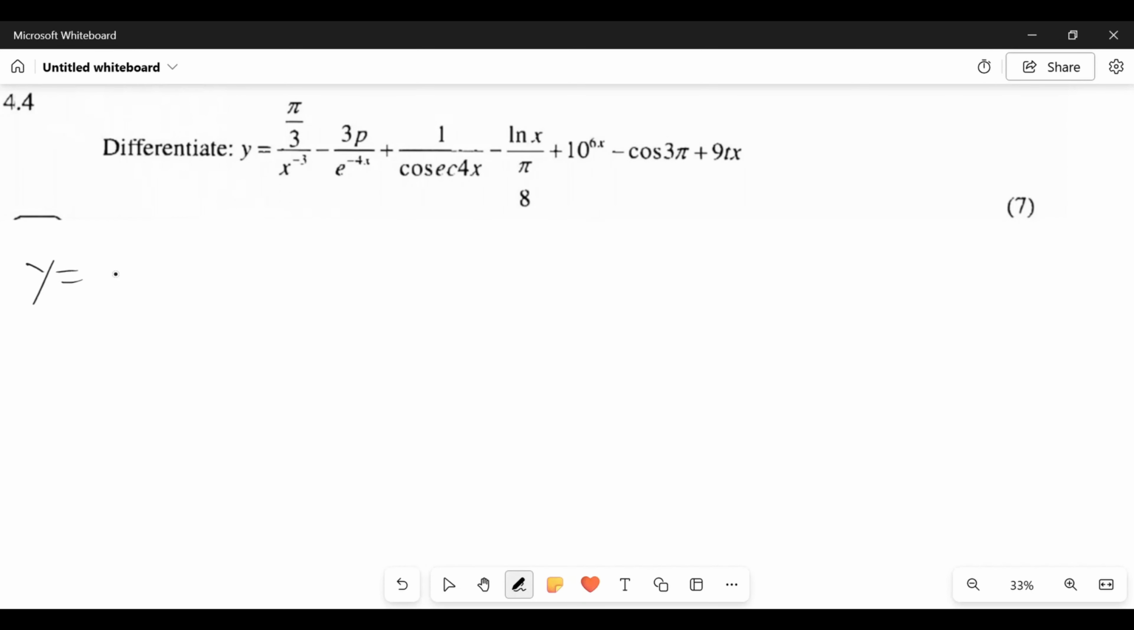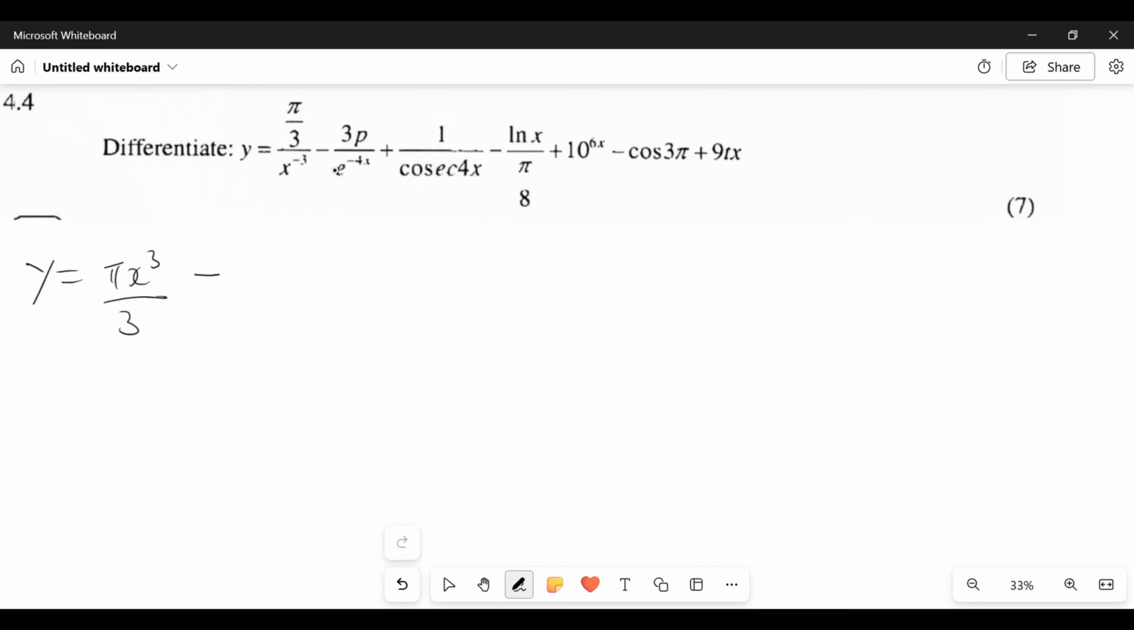Now let's look at the first term. Our first term, we have pi over 3 divided by x to the power of negative 3. So we can rewrite this one here as pi x to the power of 3 divided by 3, right? Because we cannot differentiate with x on the denominator. So if you take it to the numerator, the exponent will become positive, right?